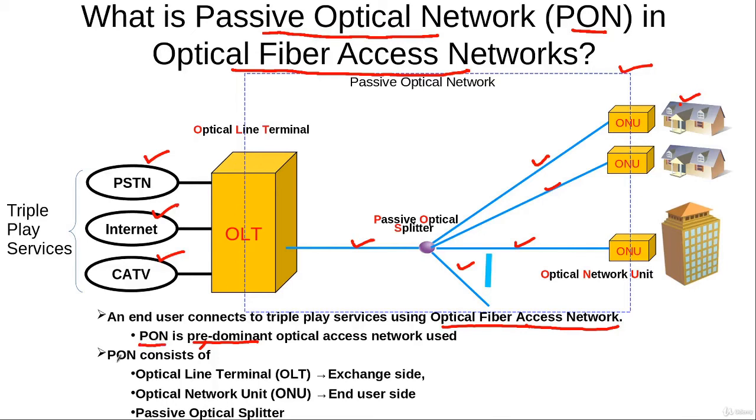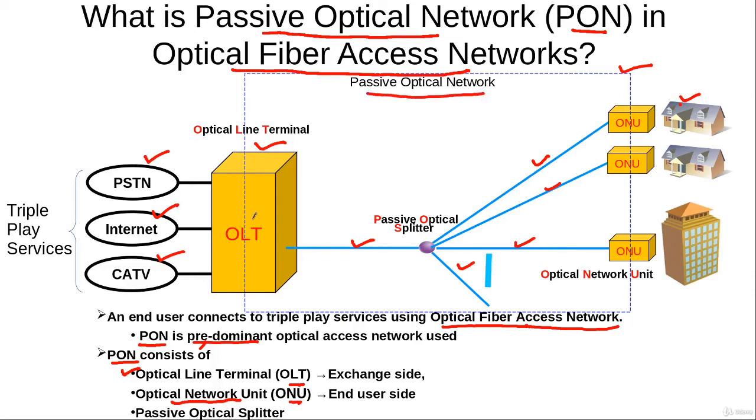The PON technology consists of three main entities. The first entity is called the optical line terminal or OLT. OLT is located in the exchange, or in other words, OLT is located on the service provider side. Then you have the optical network unit or the ONU. ONU is located on the user side, and using the ONU, the user connects to the passive optical network.